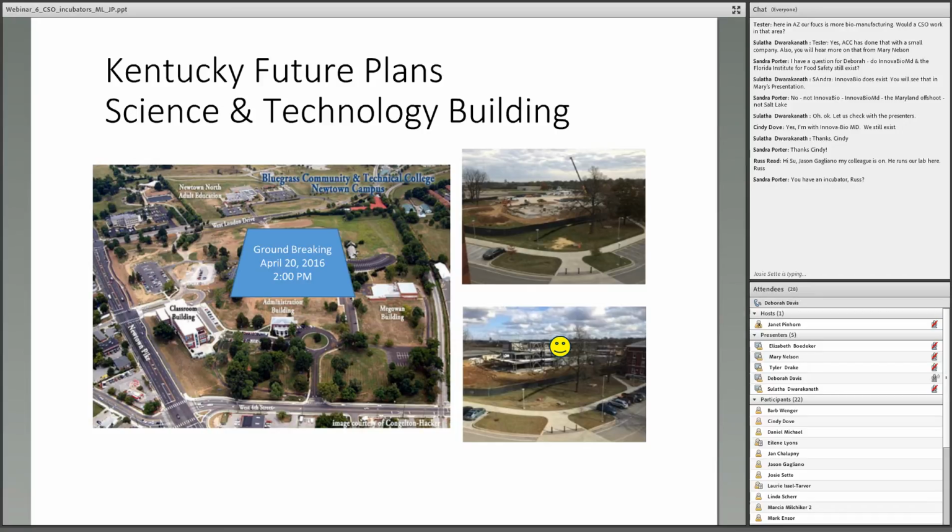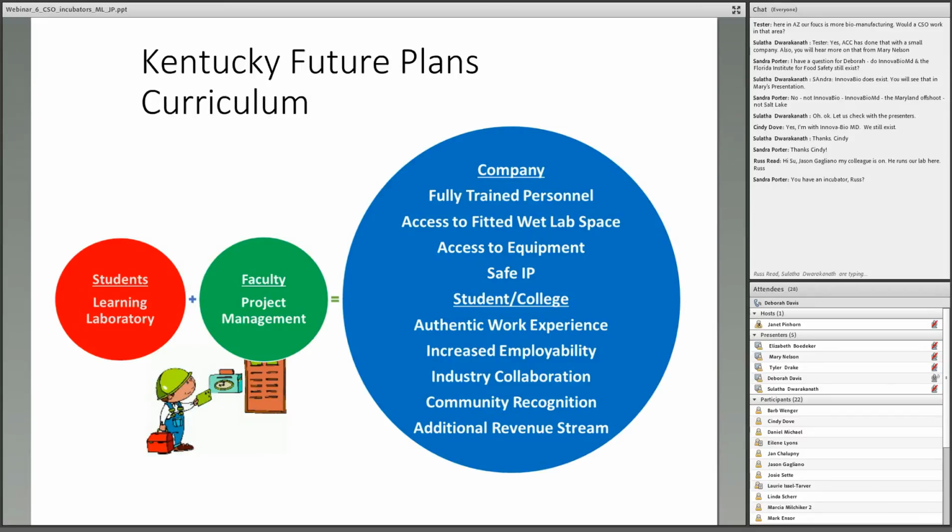There will be a dedicated wet lab space and a co-working space where we can rent a bench. There's going to be a shared equipment room, and most importantly, a learning laboratory. This laboratory is going to be where both students and faculty will be prepared to maximally assist our local bioeconomy that drives the industry forward. So how are we going to do that? How are we going to prepare our students and our faculty? Well, we're going to do that by a series of curriculum, one for students, one for faculty.